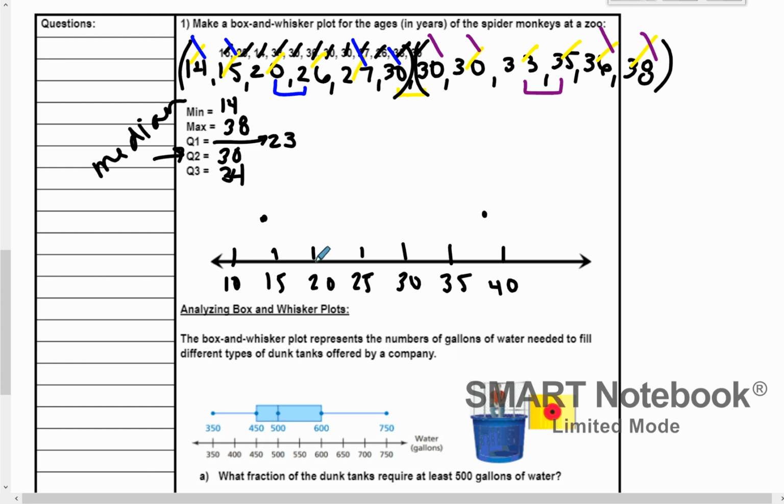Our Q1 is 23. That would be right around here. Our Q2 is 30. We have that. And then our Q3 is 34, which would be just right before the 35.